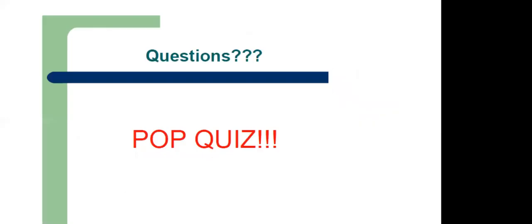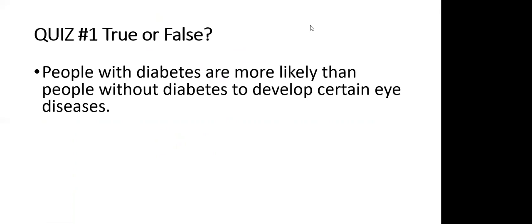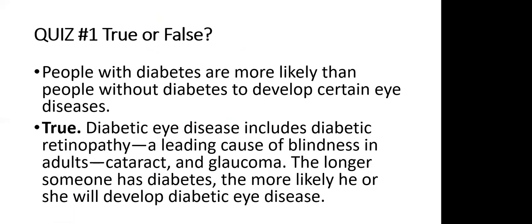All right. So, pop-up quiz. Are you ready? It's just true or false. So first question. People with diabetes are more likely than people without diabetes to develop certain eye diseases. True or false? True. Very easy. So it's true.